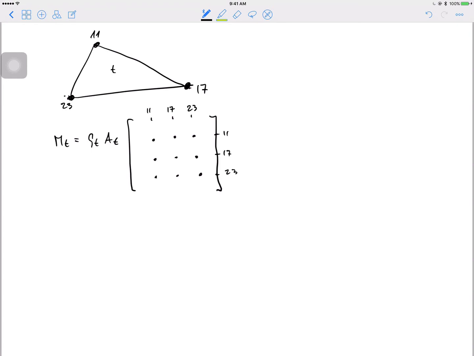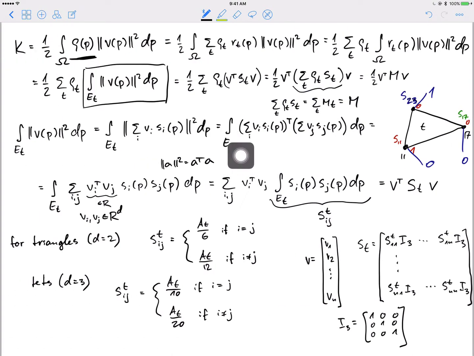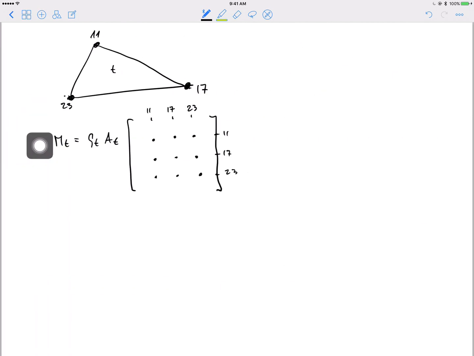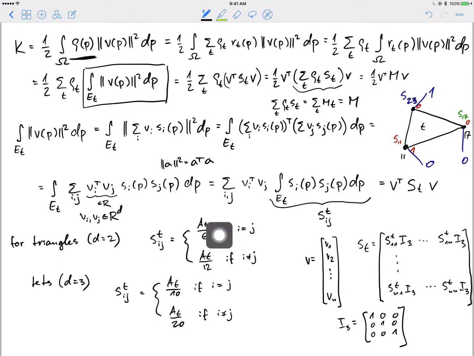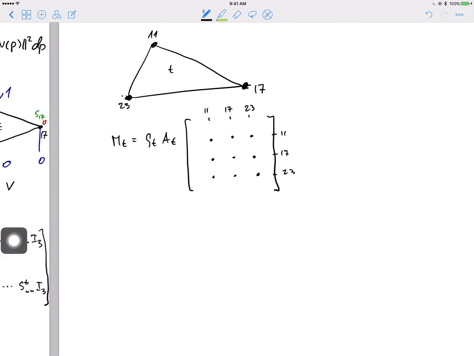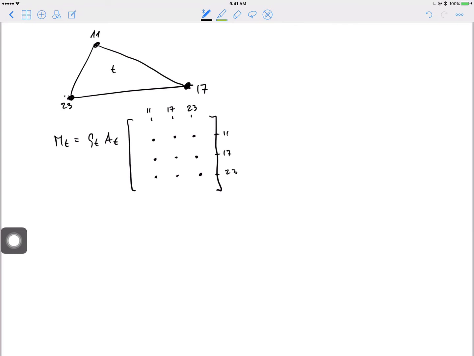Everything else in that matrix is a 0, because I'm just integrating over a single element, over a single triangle. Remember, that's what this integral over T means, the triangle number t, okay? So all other nodal values except for 11, 17, and 23 are irrelevant, so they are 0. They don't contribute to the integral over that element. I already put the A_T outside, so what will these values be in this matrix? That's exactly what's written here. It will be either 1/6 or 1/12. Where is going to be the 1/6 and where is going to be the 1/12?